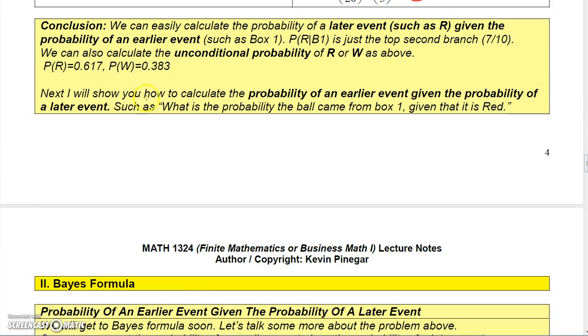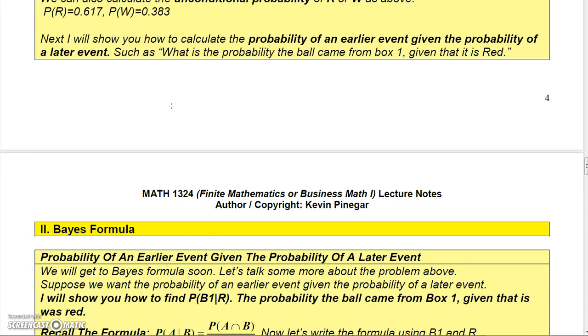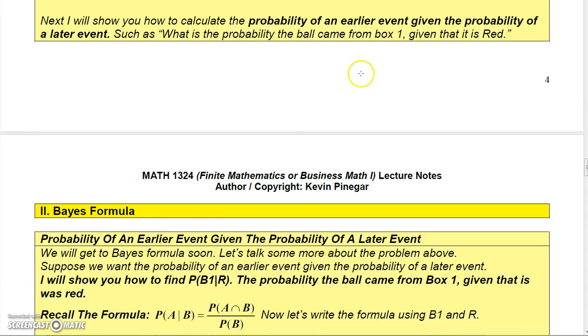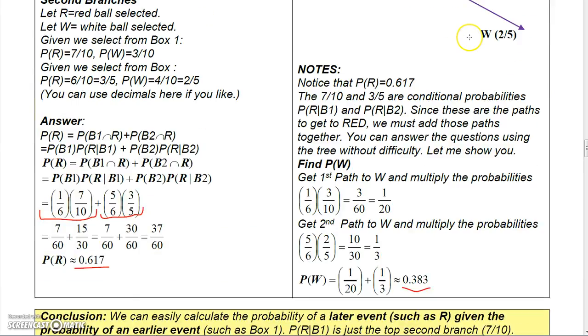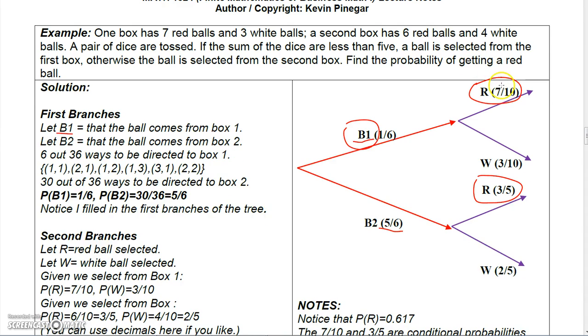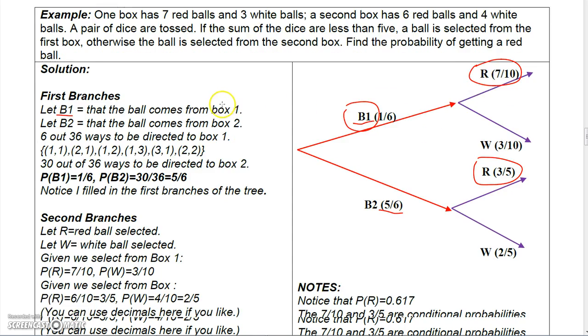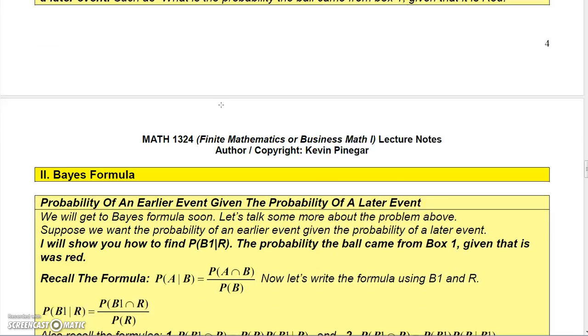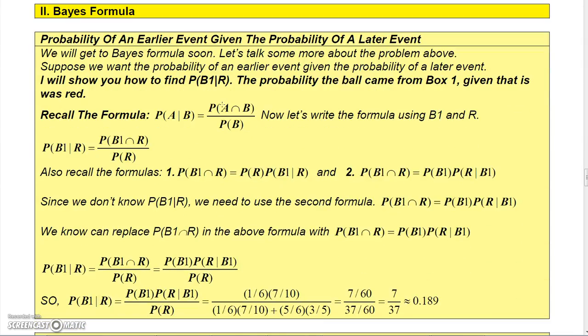Okay, now I'm going to show you how to calculate the probability of an earlier event given the probability of a later event. So what if I said, what is the probability the ball came from box 1 given that it was red? See here, I know the probability that it's red given that it came from box 1 is 7/10. But what's the probability it came from box 1 given that it's red? That's a little more complicated. Okay, so that's where we have to bring in Bayes' formula.